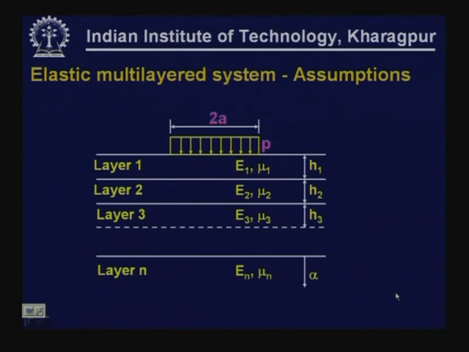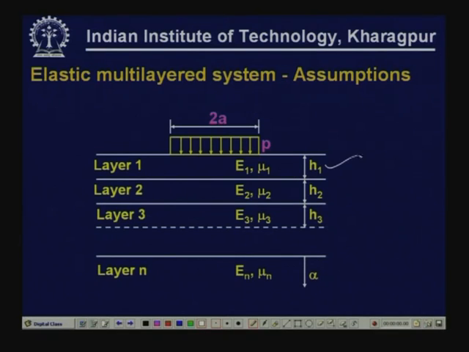The next system would be an elastic multi-layered system. It comprises obviously of a number of layers, 1 to n layers. Each layer is characterized by the thickness and elastic modulus value and Poisson ratio value, and typically what we consider is a circular contact area load, uniformly distributed pressure applied at the surface.